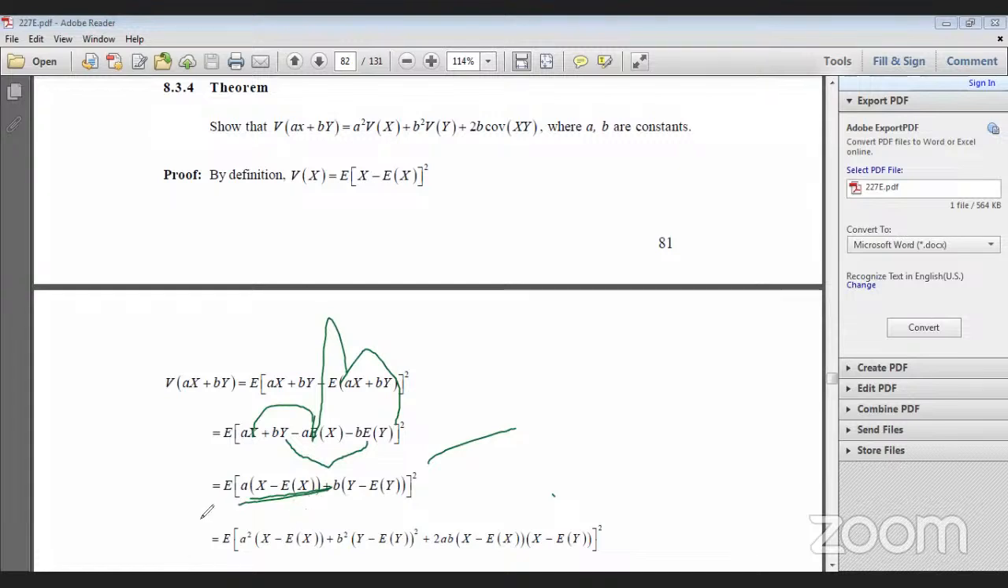Then I'm squaring: a square of x minus Ex plus b square of y minus Ey, plus 2ab. The a plus b whole square formula I'm applying: a square plus b square plus 2ab into x minus Ex and y minus Ey. Correct? y minus Ey, not x, this is y. Clear?